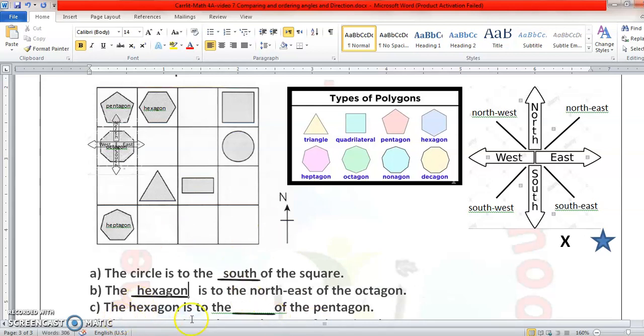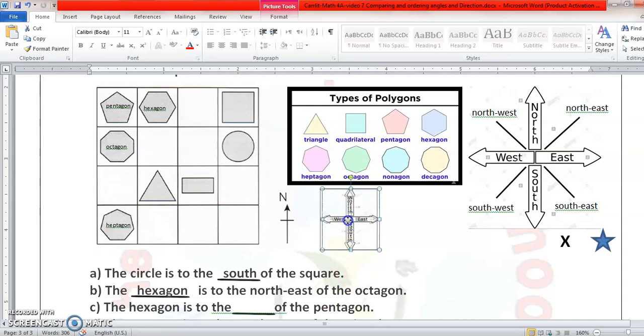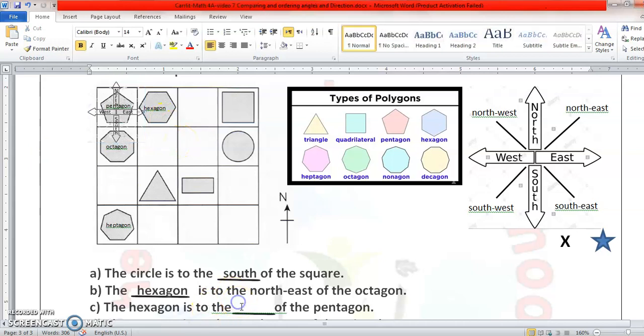Now the hexagon, the hexagon is to the blank of the pentagon. So let's put it, pentagon. Where is pentagon? Here. So pentagon is situated in the what? Hexagon is in the blank of pentagon. If this is pentagon, hexagon is what? Facing? It is the east. Okay. East of the pentagon. Okay.